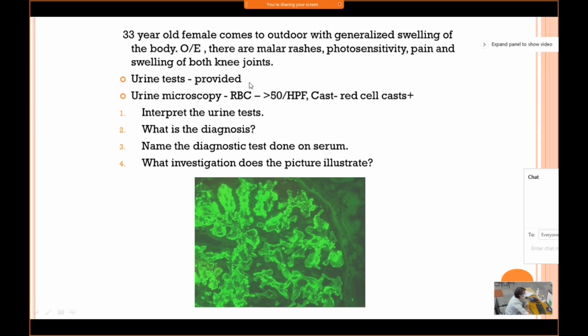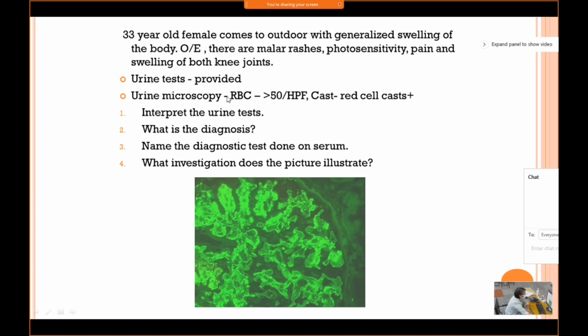The test which we'll provide will have, like in urine microscopy, they've already said RBCs is more than 50 per high power field, and there is red cell cast. So this means that there is hematuria and there is red cell cast, and there is a lot of leakage from the glomeruli, allowing red cell cast to come. Red cell cast means clumping of RBCs. So the diagnosis here is SLE.